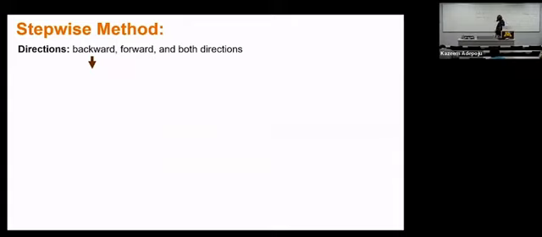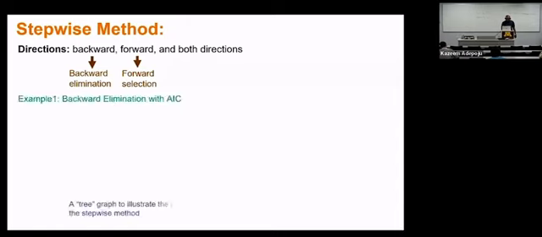The stepwise method can be backward, can be forward, and can be both directions. I'm going to explain it now. We have backward elimination. The meaning of backward elimination: I will start with a complicated module, and I will be eliminating the irrelevant ones. But forward selection means I'm going to start with nothing. I will start with the intercept, and I will start adding the relevant ones. And both direction is the one that proceeds in both directions.